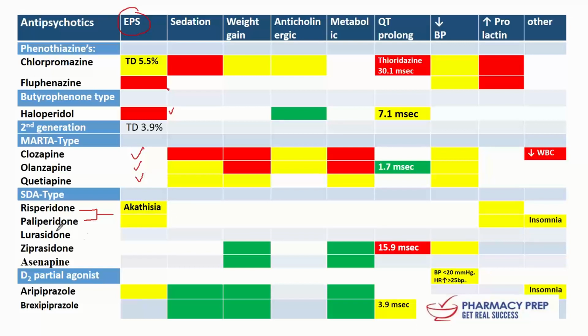However, if you're using risperidone or paliperidone, there is a chance of akathisia, so this is not a good option. Aripiprazole also has a moderate akathisia side effect. Therefore, these three drugs are less likely to be selected. Instead, you can select any of the other drugs, which are not mentioned here.